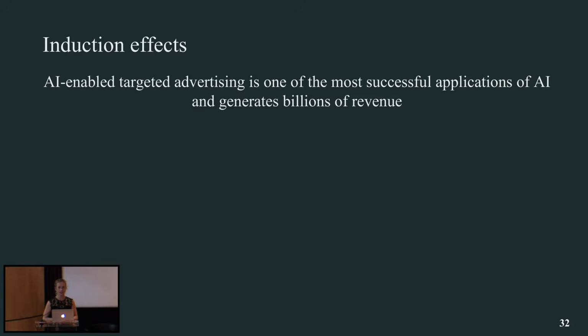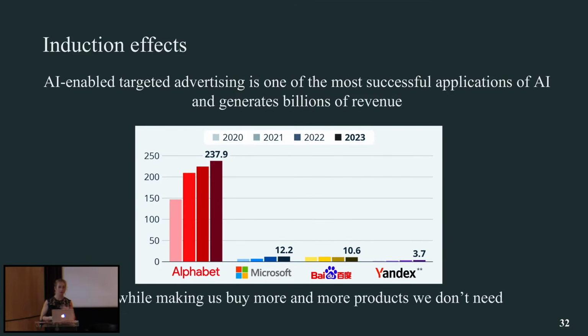There's also induction effects. Once again, something that we don't think about very often, but AI is hugely used in targeted advertising. It's one of the most successful applications of AI and generates billions of dollars of revenue for the companies that use it. And this is how companies like Alphabet and Microsoft make their money, because we are the cookies, and the ads that we get are more and more tailored to us. This allows the models to get better and better, and conversely for them to sell advertising to businesses and sell us stuff that we don't really need, right?